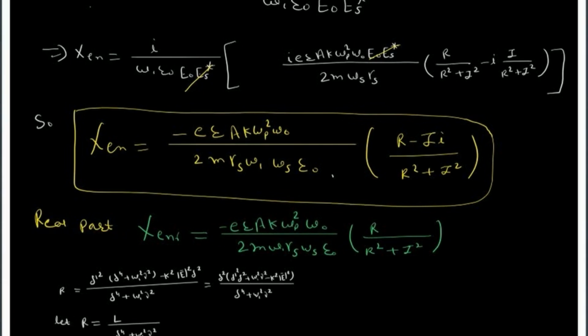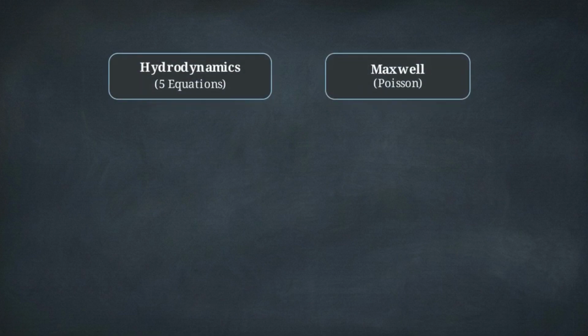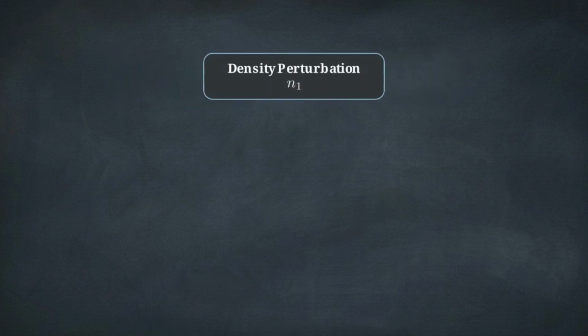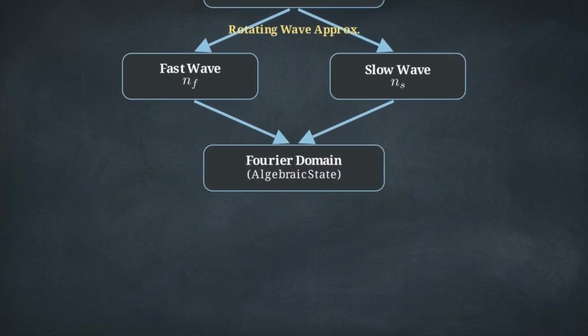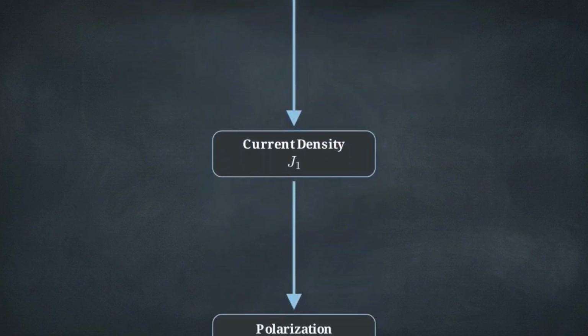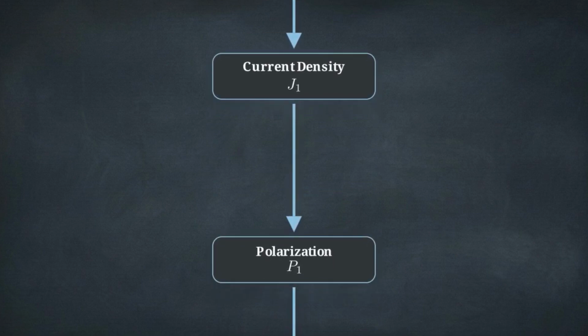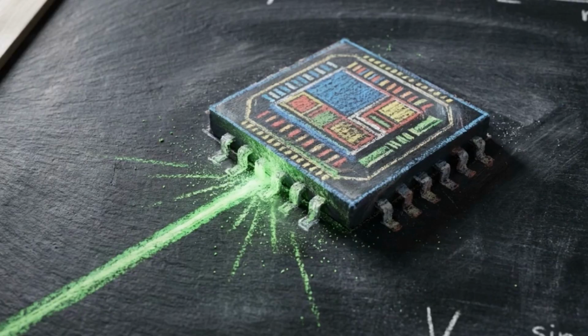Let's review the exact path we took. We started with the 5 base hydrodynamic equations. We combined them into a master density perturbation equation. We applied the rotating wave approximation to split the fast and slow waves, moved into the Fourier domain to simplify the math, calculated the current and polarization, and finally rationalized the fraction to extract the susceptibility. This step-by-step mathematical translation from raw fluid dynamics to optical metrics is what allows us to accurately predict how efficiently a semiconductor plasma can amplify acoustic waves in the real world.